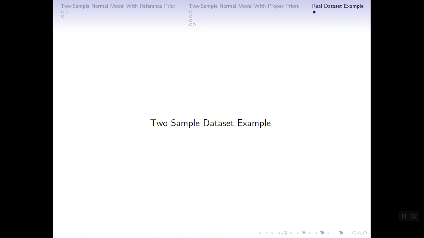Okay, and now I'll present a real dataset example where I implement some of these algorithms.